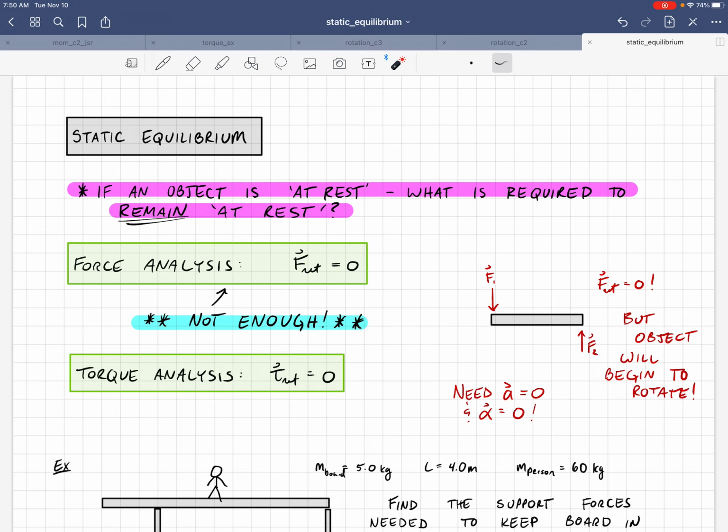And so what we need to do is add an additional constraint, and that constraint comes from our torque analysis, that if we want something to be at rest and remain at rest, if we want it to be stable, if we want it to be in static equilibrium, then we also need the net torque, which should add up to I alpha. We need alpha to be zero, so we need the net torque to be zero. So it's those two constraints that we're going to use to now investigate scenarios when an object will remain in static equilibrium.